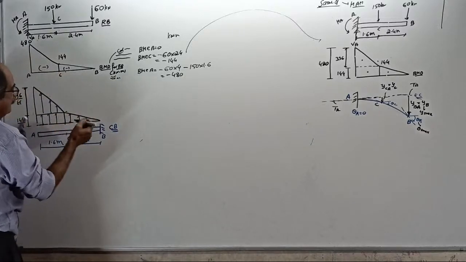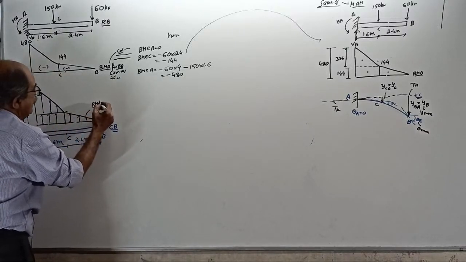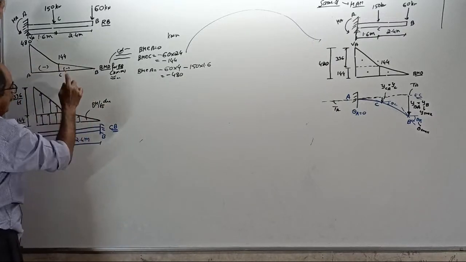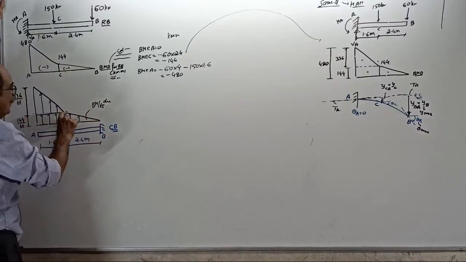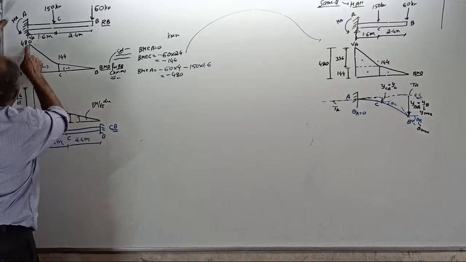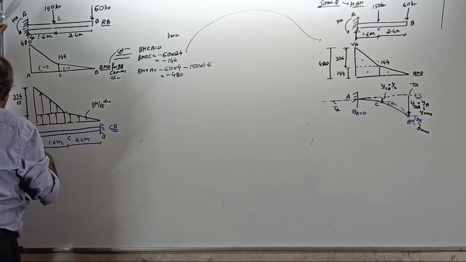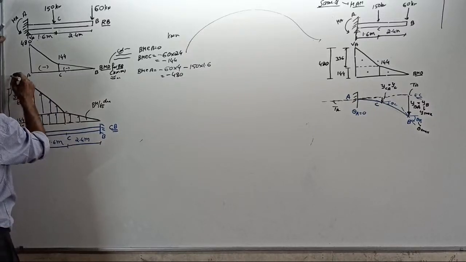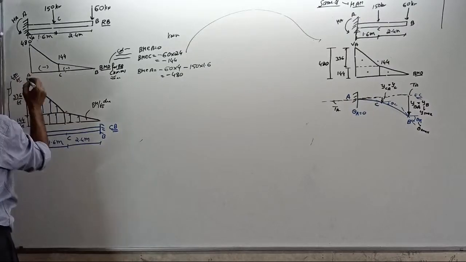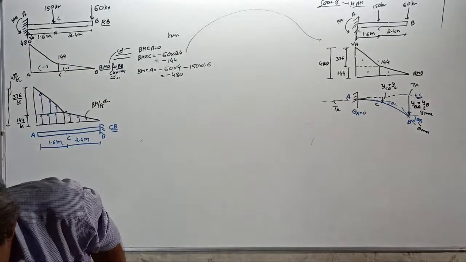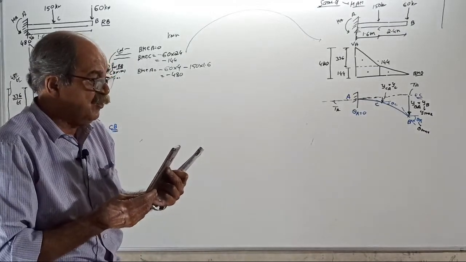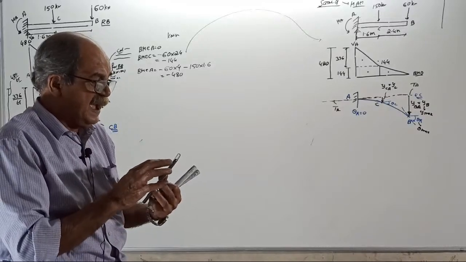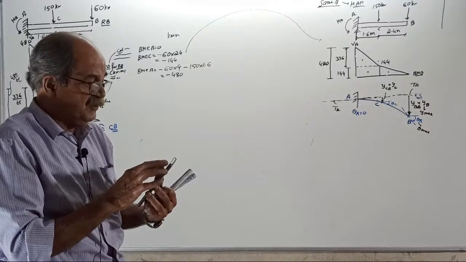Now write the BM by EI diagram. See here, 0 here, 144 here. So 0 written here. This is 144 by EI. Then here, total is 480 by EI. I will write somewhere here, 480 by EI. Hope it is visible. Is it visible? Tell me now. That 480 by EI I wrote. If it is not visible, you can imagine what I told.